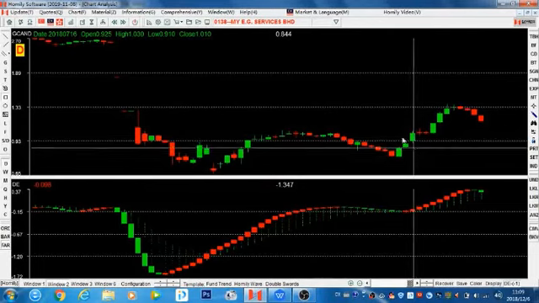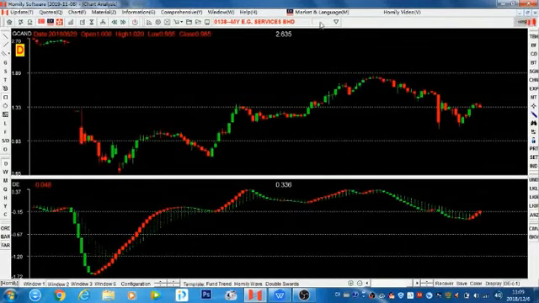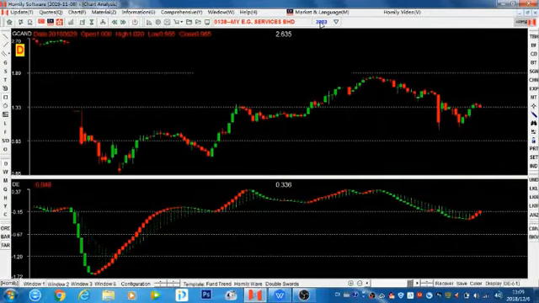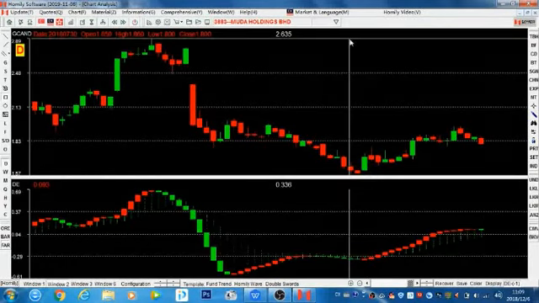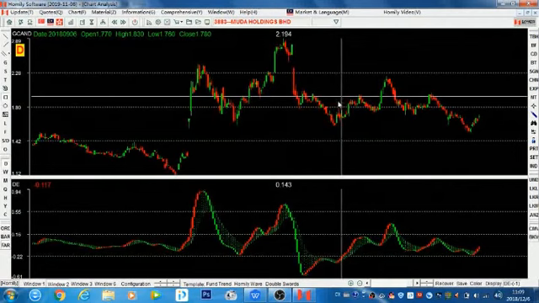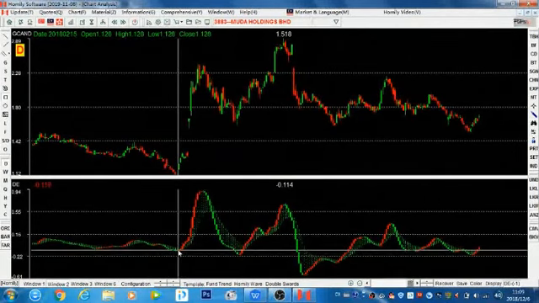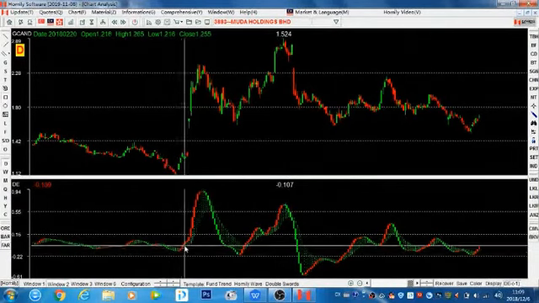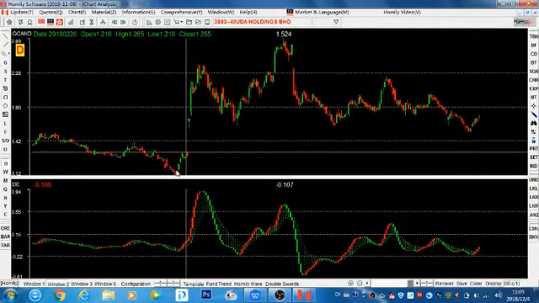Now we see another example, like 3883. This is Muda Holding, also a good example. Muda Holding here, can you see here the DE turns red and stronger, and the price starts to go up stronger, and here it starts to go down again.